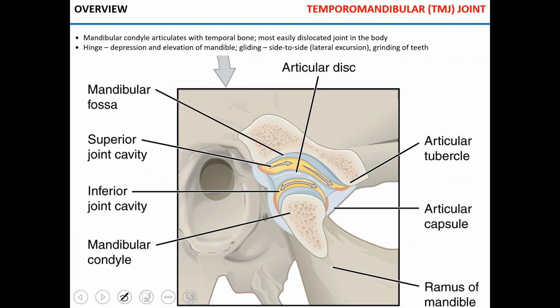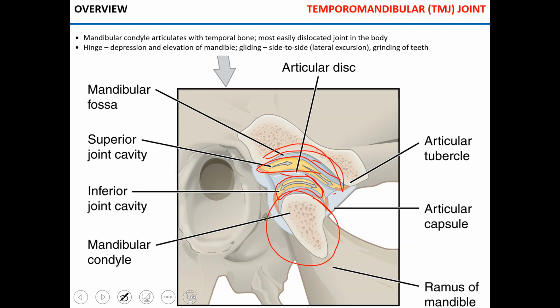Temporomandibular joint. So in this case, you see the condyle of the mandible articulating with the mandibular fossa in the temporal bone. You see that there are two joint cavities and several articular discs. This is the most easily dislocated joint in the body. Not a lot of strong muscles cross it, and not a lot of ligaments stabilize it.